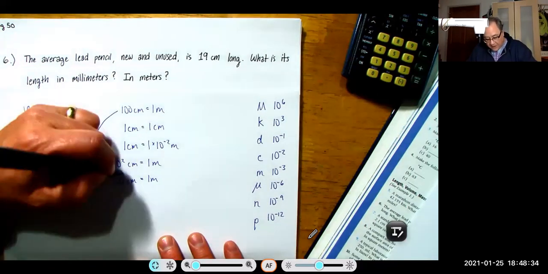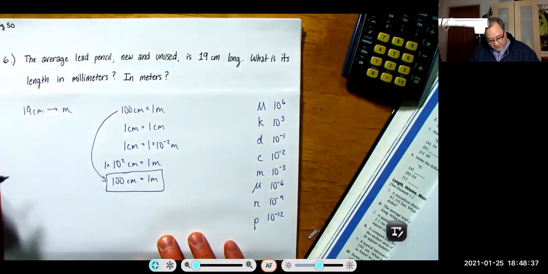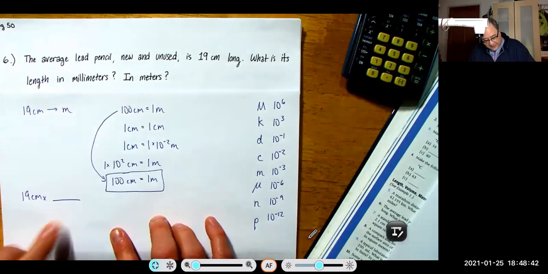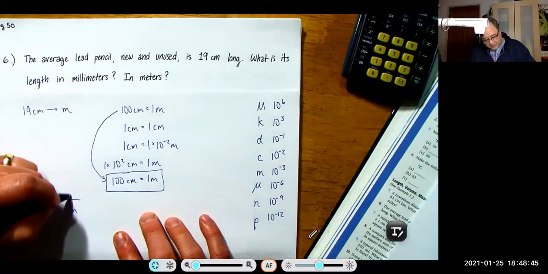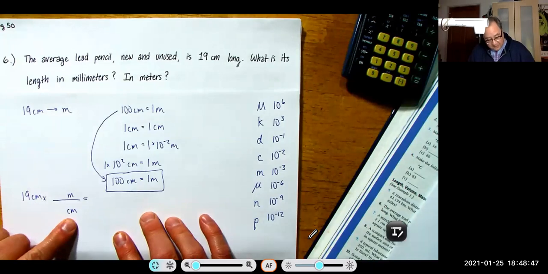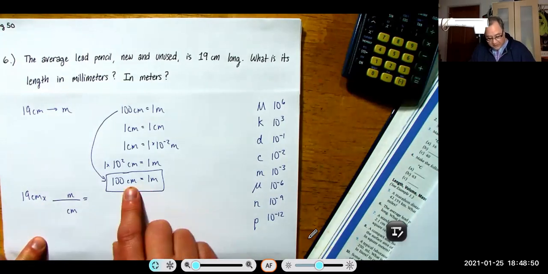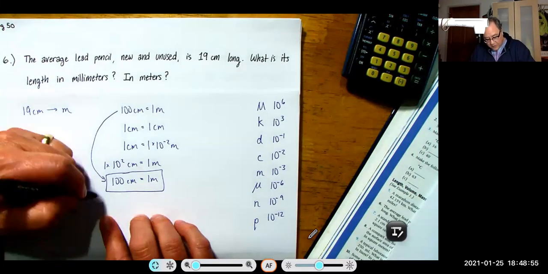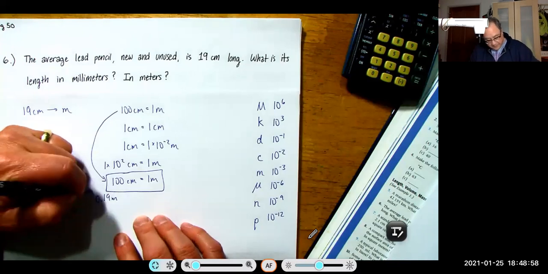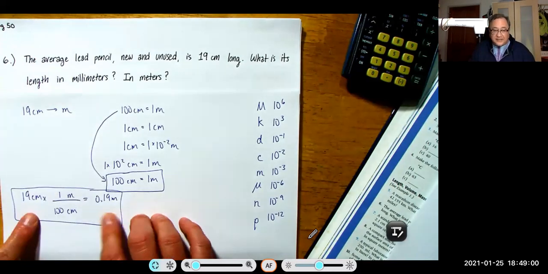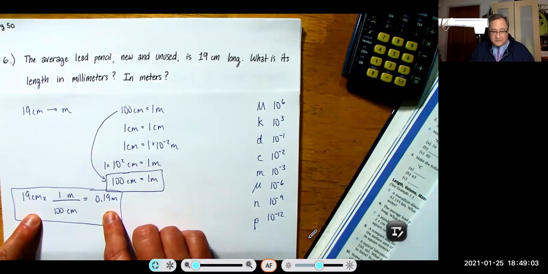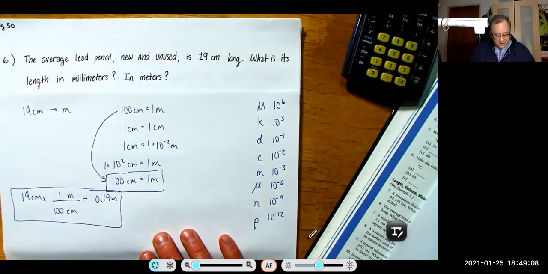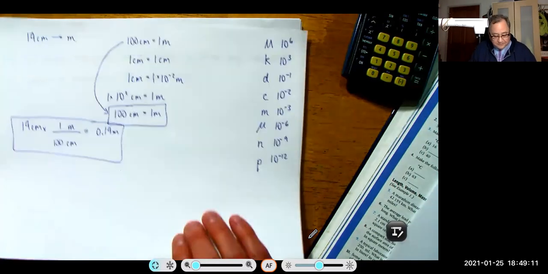So here's my equality. Here's how I want to convert this. I want to multiply by a ratio that has centimeters on top, centimeters on the bottom, meters on top. So clearly I'm going to put 100 centimeters here and 1 meter here. And the answer comes out to be 0.19 meter. And this is the work I would expect to see. I don't need to see the rest of it. I'm just showing you how to get the conversion. So this is one way to do that problem.